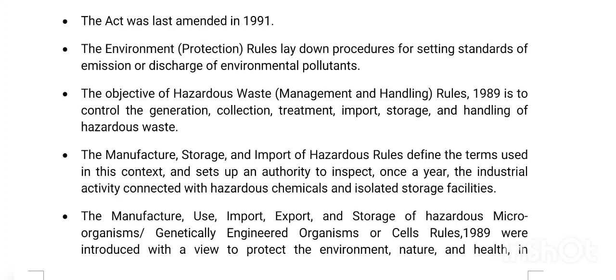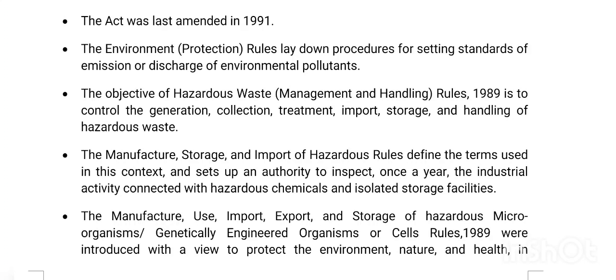The act was last amended in 1991 when some rules and regulations were included and some omitted. The EPA 1986 rules lay down standard procedures for setting standard emissions or discharge of environmental pollutants. Every industrial establishment is given a standard of how much pollutant it will release. It's also known as the upper limiting factor. Beyond that limit, no industry can release pollutants beyond the level given to them, be it air, water, soil, etc.